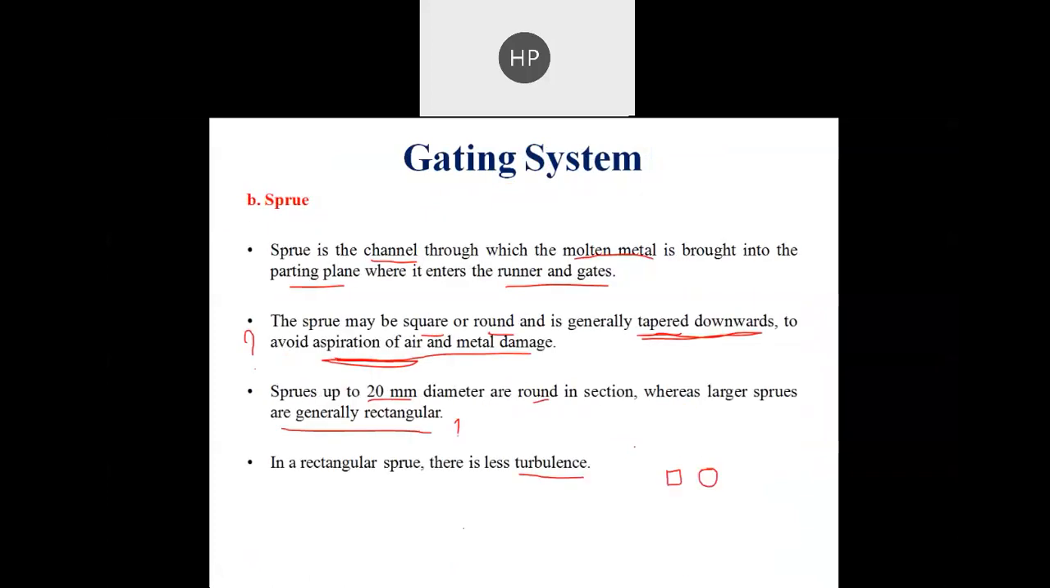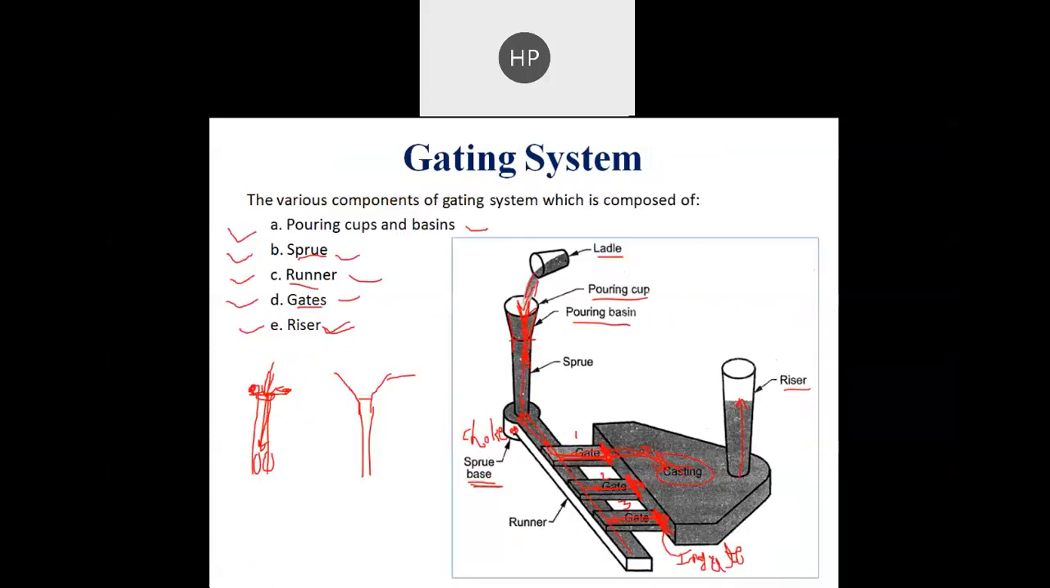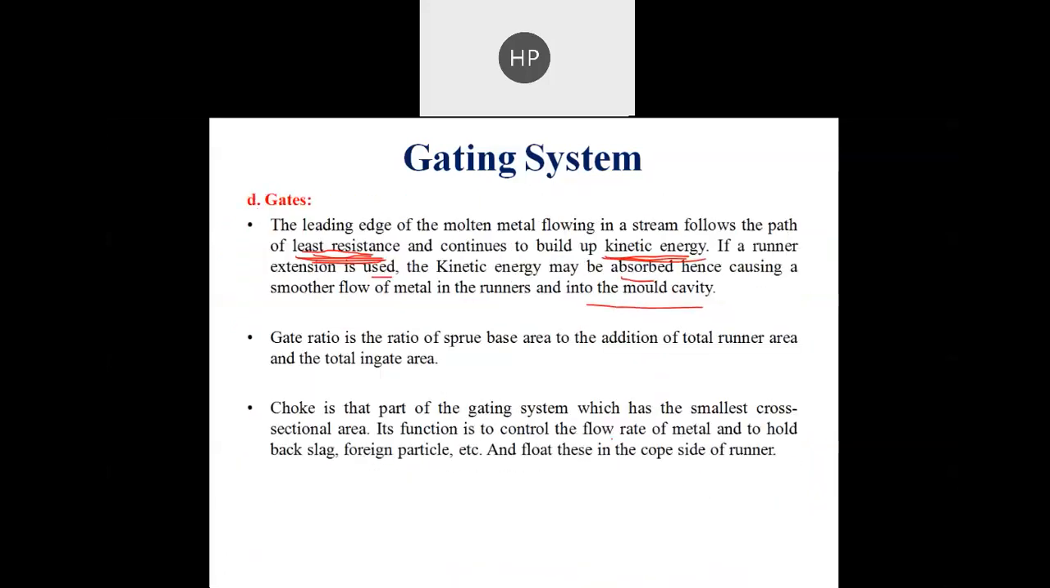Okay, up to this point we require kinetic energy. From here up to this point we require kinetic energy, but at the end that kinetic energy should be reduced, and for that we require absorbers that will smoothen the flow.